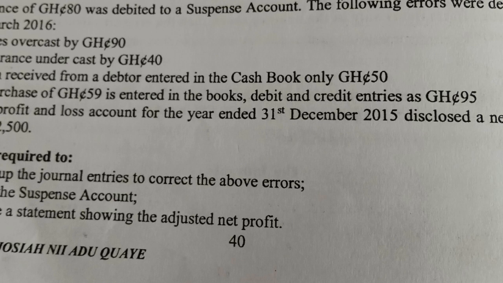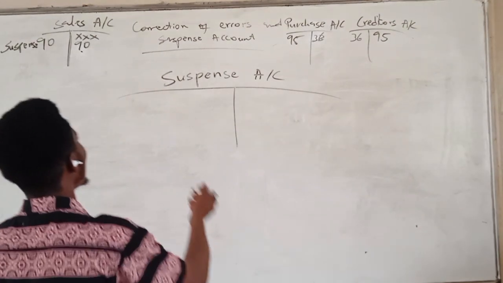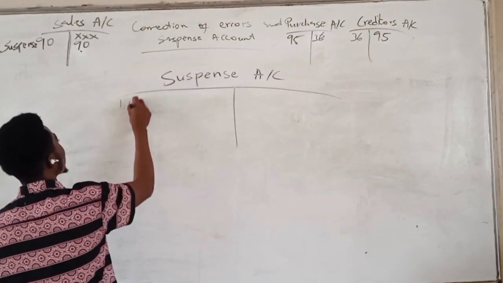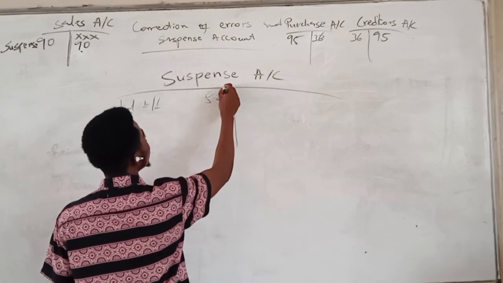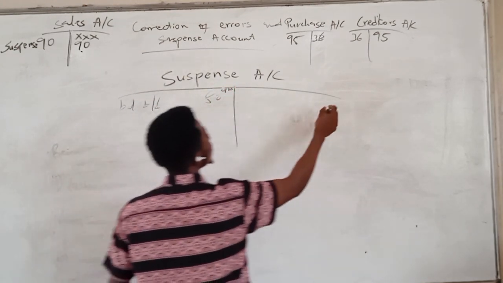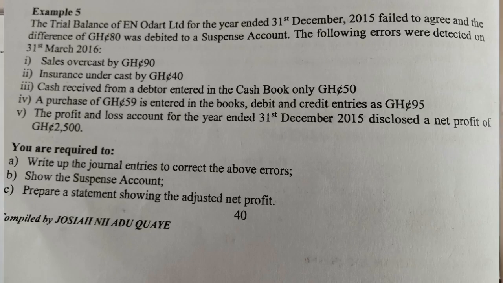It says the trial balance of the company for the year ended 1st December 2015 failed to agree, and the difference of 80 was debited to the suspense account. So 80 was debited to the suspense account. So our balance was down. That's our 80 to the suspense account. Okay, so let's go to the second one.